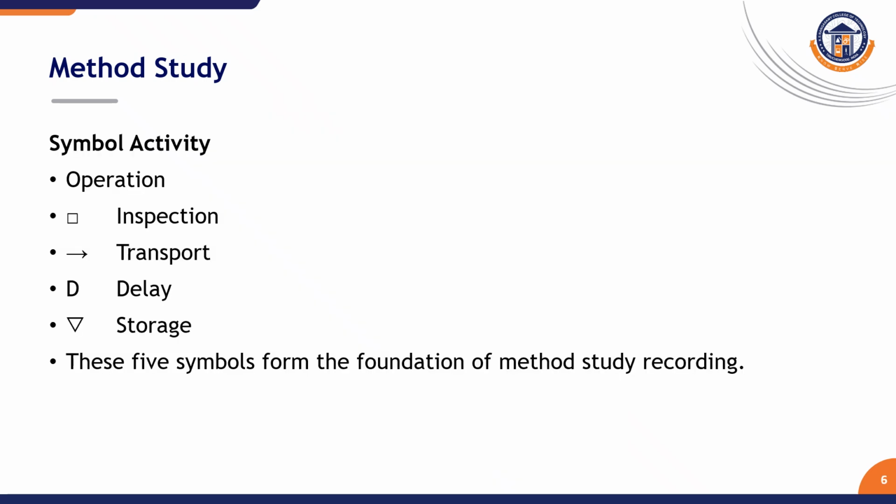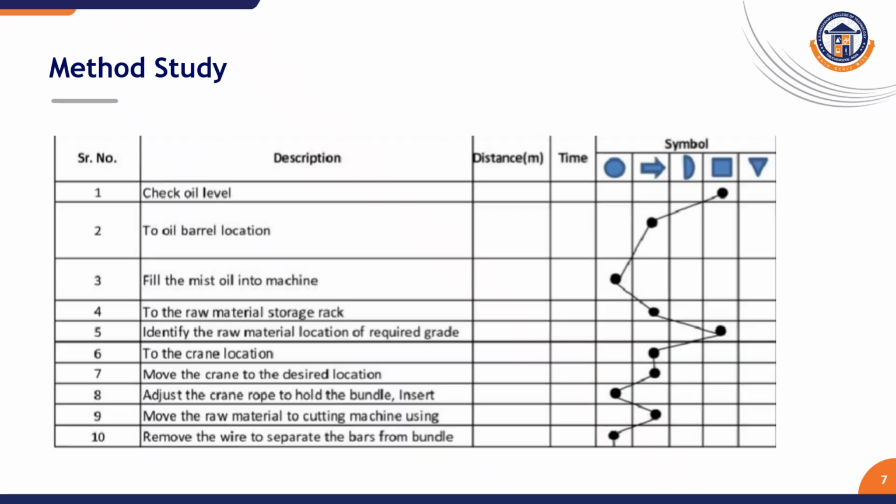Then symbol activity, as I told you: operation is O, square is inspection, arrow is transport, D is delay. Delay for some reason, for want of raw materials, or machine breakdown, or labor taking more rest, or absenteeism being high. Then under this, the upside down triangle is storage. After completing a particular work, it is stored in stacks or at the cutting or sewing table. These five symbols are the foundation of method study recording.